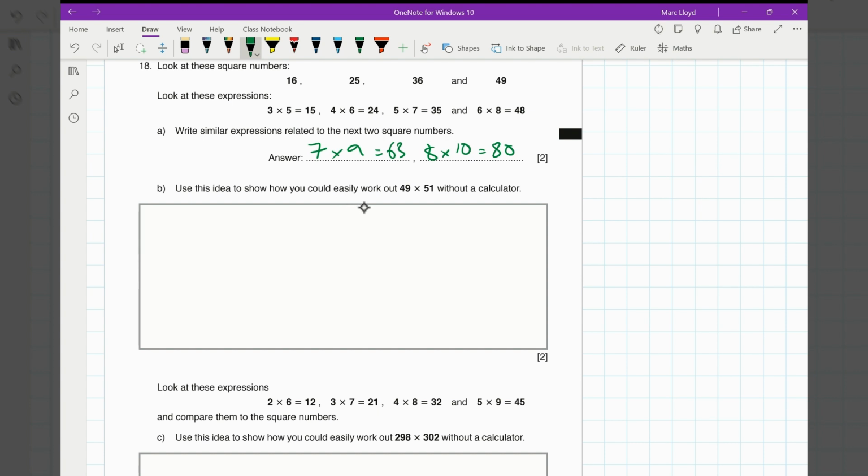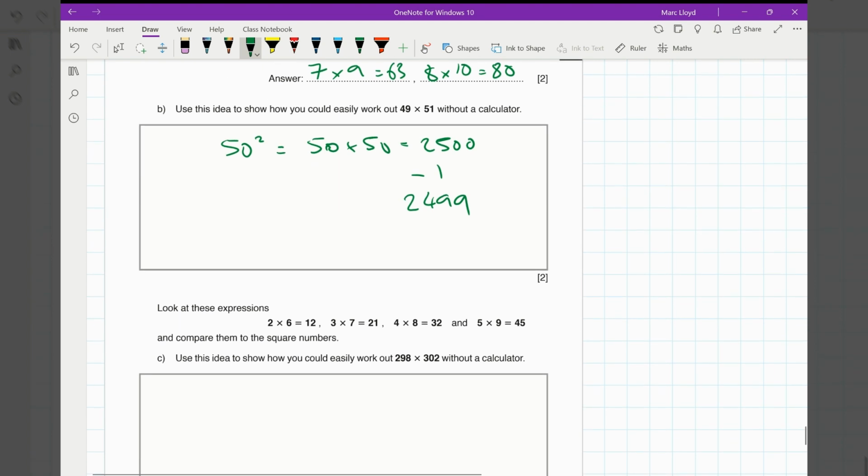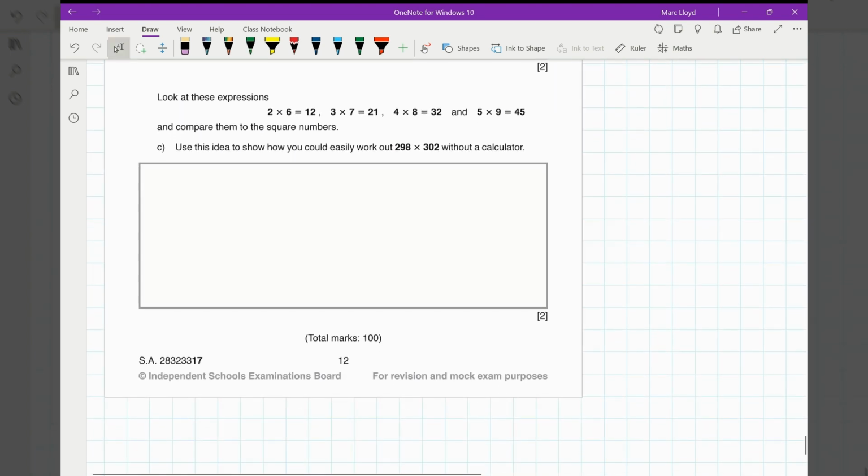Use this idea to show how you could easily work out 49 times 51. So this is actually 4 squared, and we've gone 1 up, 1 down. 5 squared, 1 up, 1 down. 6 squared, 1 up, 1 down. So that means that 50 squared is going to be very close to this answer. So 50 times 50, I don't need to work that out because we're on the calculator paper. That gives us 2,500. And then we just need to subtract 1 from it, which is that pattern, which gives us 2,499. And if you see that pattern, you can tell that this is an easier mark for you to get than that previous one.